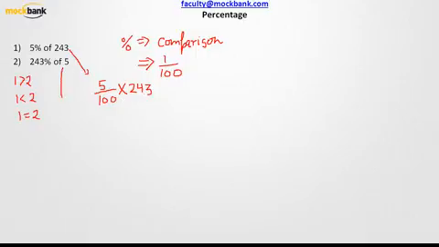Now let us try to see what is the second quantity. The second quantity is 243%. So this is 243 over 100, of is multiplication, and 5. If you can observe, these two are the same. They are not different at all. So what is your option? This has to be our answer.